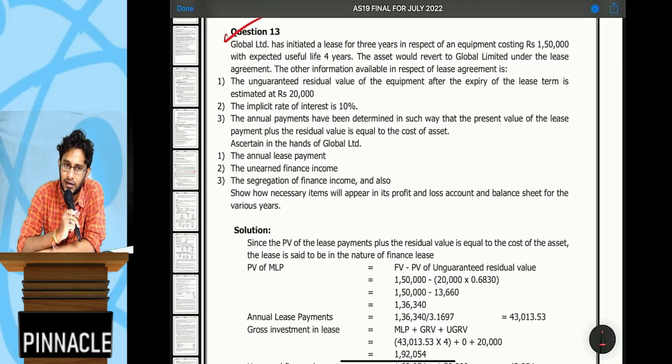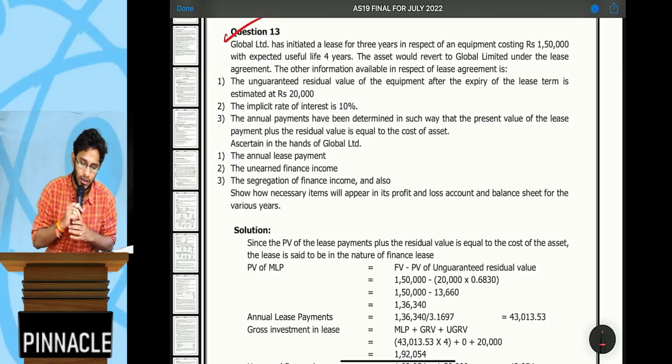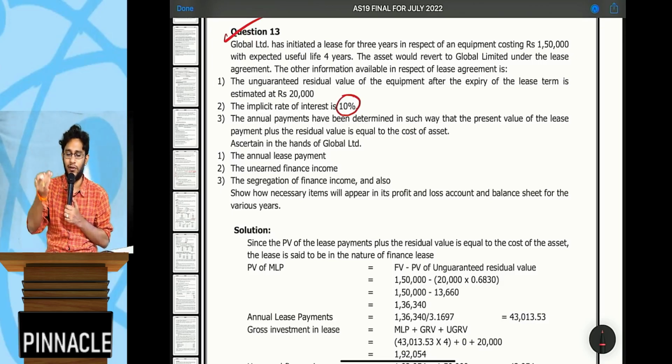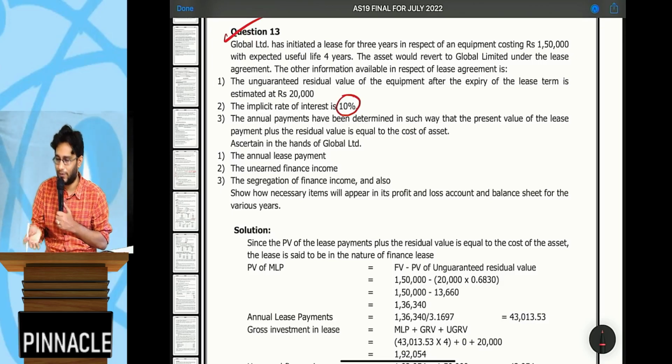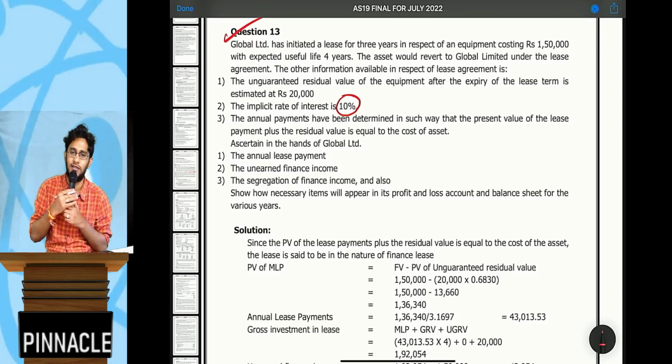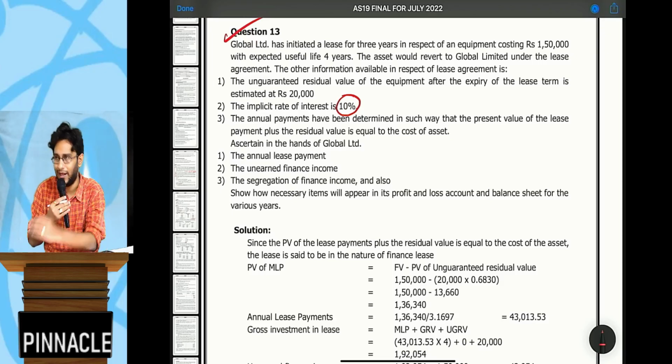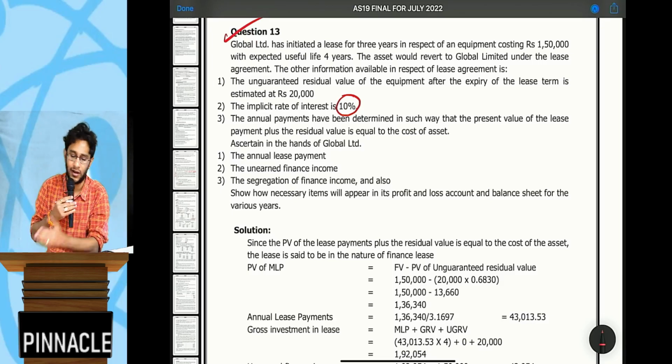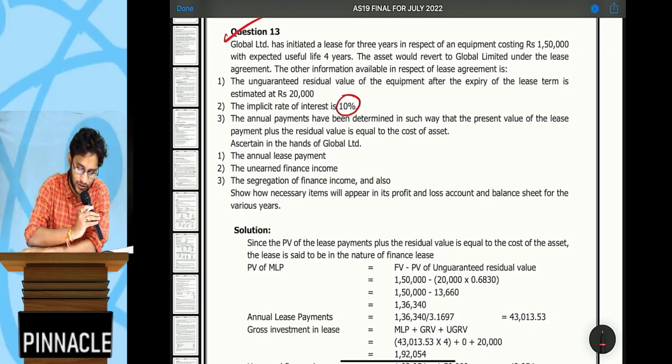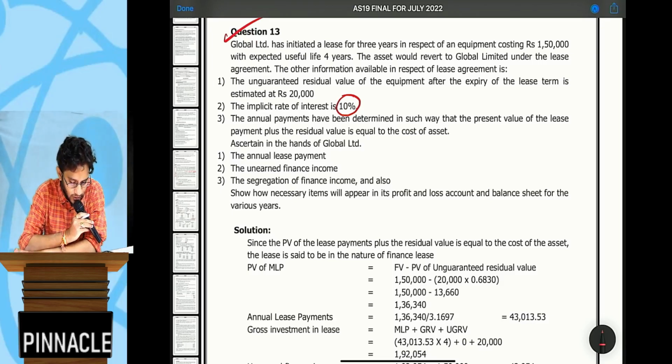That line is not required. He need not tell you that. If he is telling that this is 10%, the implied rate means PV of MLPs plus PV of UGRV will be equal to your cost of the asset, which is nothing but the fair value as on today. That is the other definition of IRIL. Still, he is considerate towards you. He loves you, gave it to you.